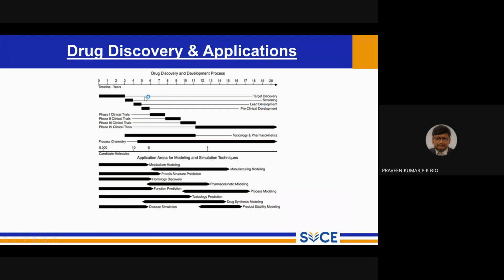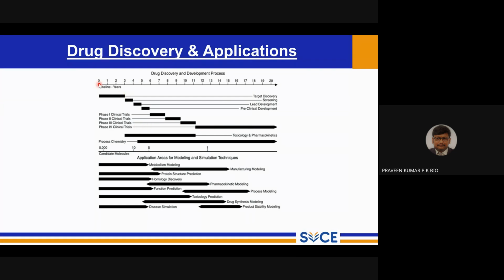If you see the drug development in the market, initially we do the computational screening. After the computational studies, that is target discovery and screening, we go for lead development, and after that we go for preclinical development. After the preclinical only, we go for phase 1, phase 2, phase 3, phase 4. So these are the phases happening in pharmaceutical drug development.